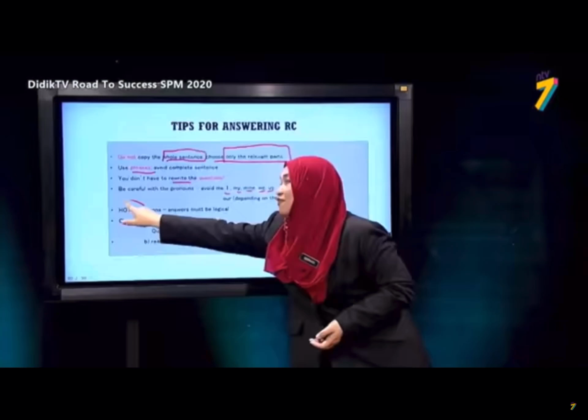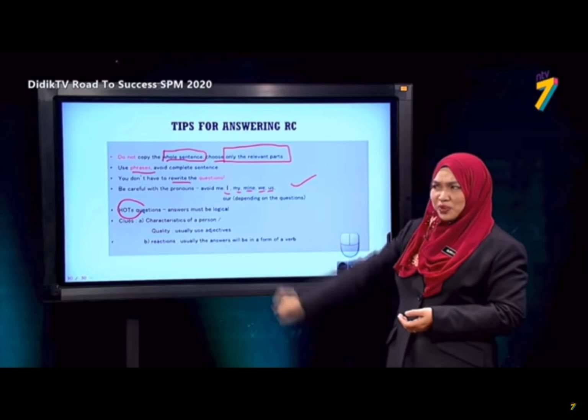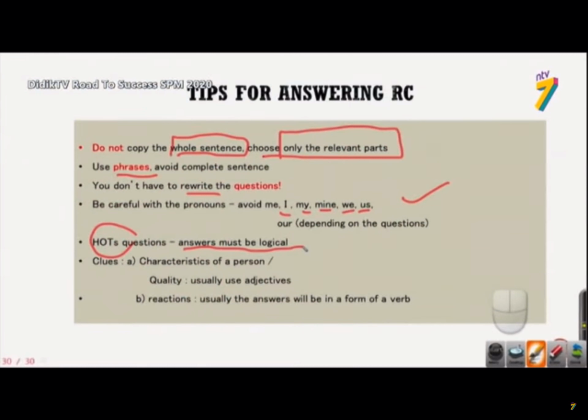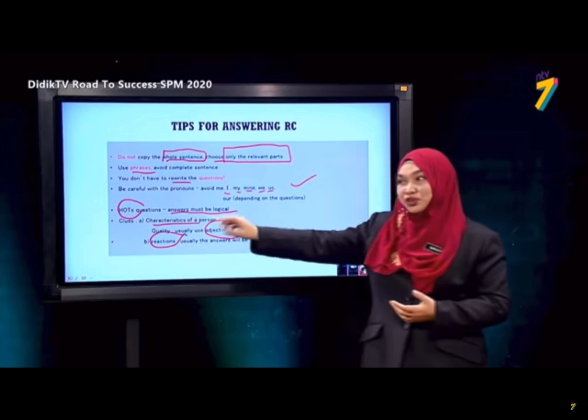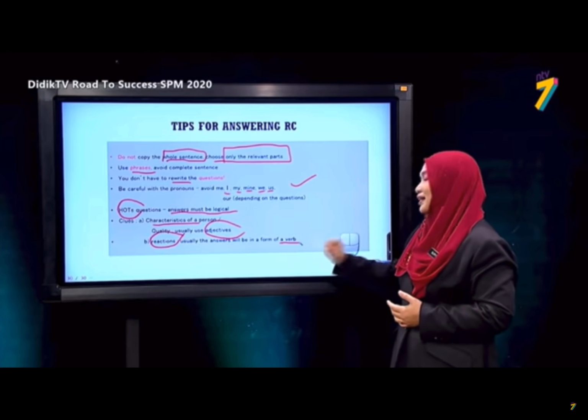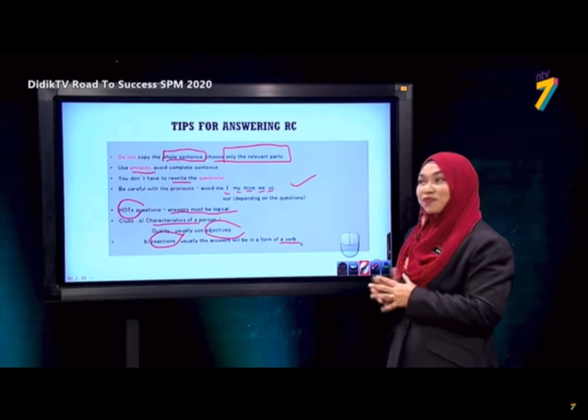Okay, and we also have HOTS questions. What does HOTS mean? High order thinking skills. Very good. The answer should be logical. You cannot give everything under the sun. It must be logical. Some clues: usually if the question is about a person, the answer will be in the form of an adjective. If the question is asking about reactions, something that you have to do, the answer will be in the form of a verb, a motion verb. Okay, so far so good.